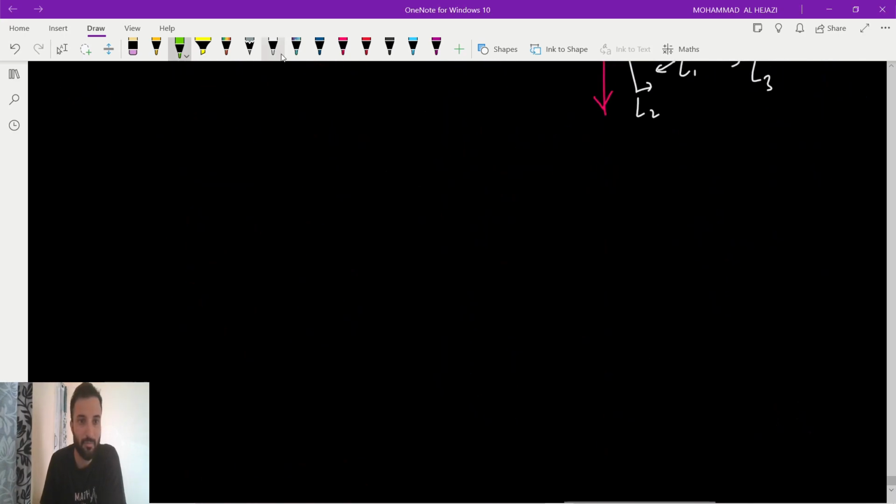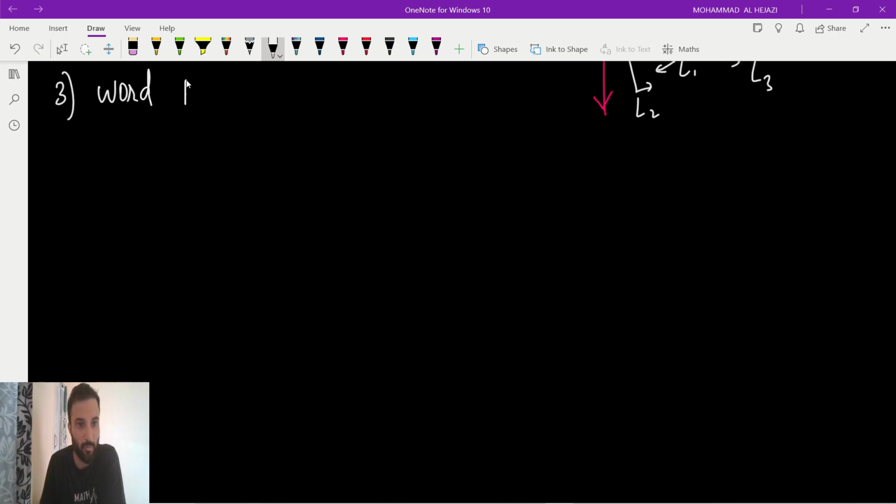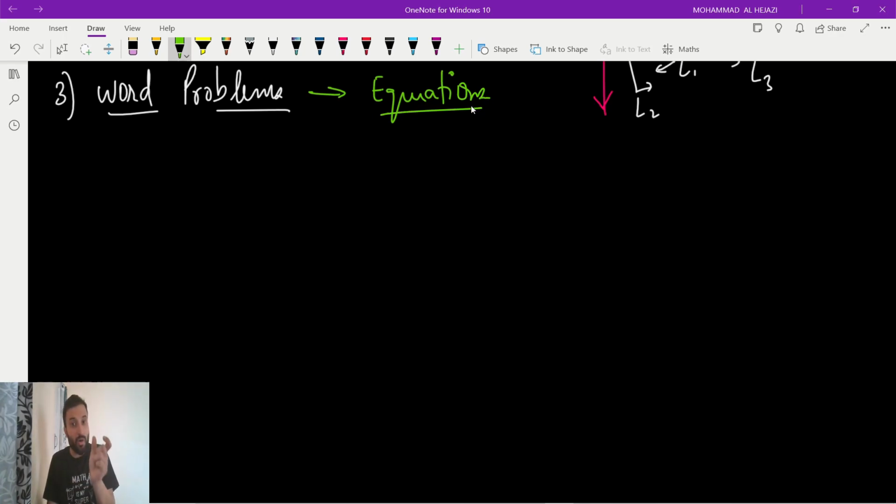Now the third one, guys, is word problems. See, in this they will give a word problem. From the word problem you have to find which is the correct equation. You have to read the word problem, then tell which is the correct equation.